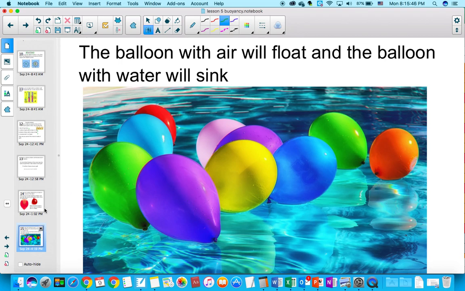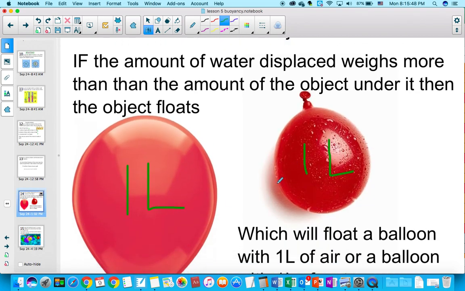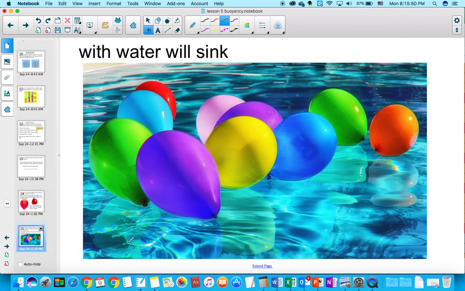In addition, again, we look here, it has 1 liter of air and 1 liter of water. Well, air likes to spread out, like it's a gas, right? Like we talked about in states of matter. Gases will spread out. And so now not only is air naturally less dense than water, it's spread out. It takes up more space. So now that mass is spread over a large area, pushing away even more water, causing the balloon to float.